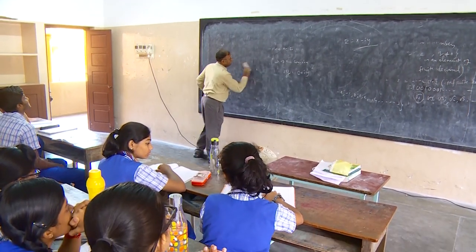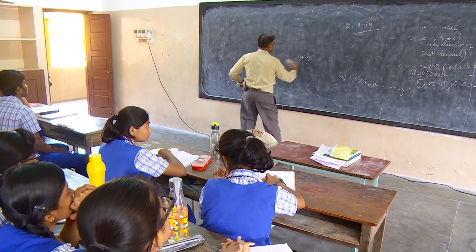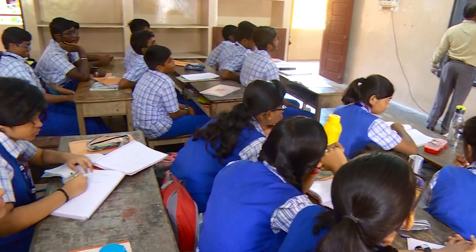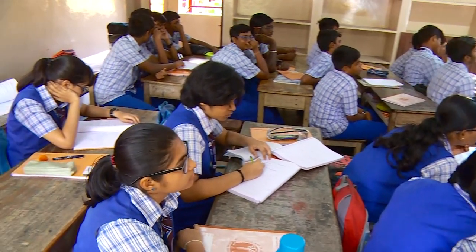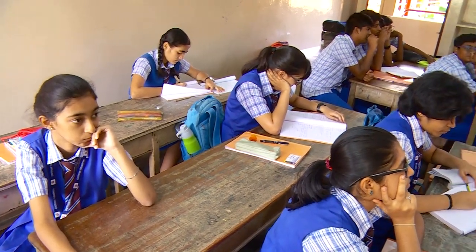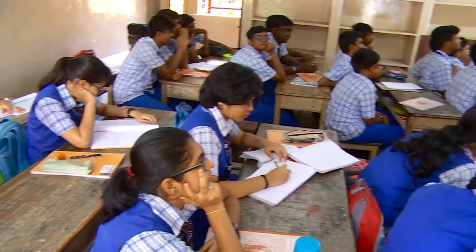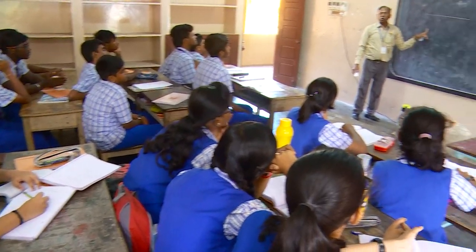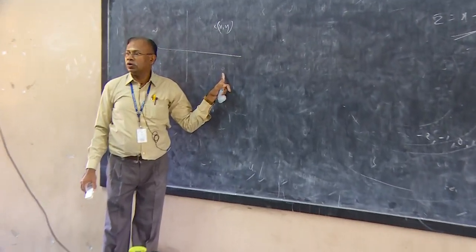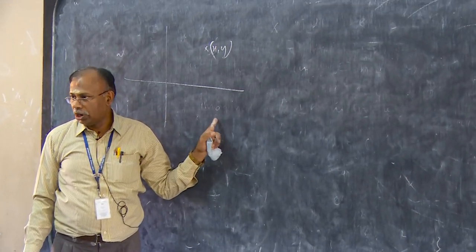When I think of a complex number X plus IY, correspondingly, I can think about the point X comma Y in the coordinate plane. If both X, Y are positive, it will be in the first quadrant. If X is negative, Y is positive, it will be in the second quadrant. If X, Y both are negative, it will be in the third quadrant. If X is positive and Y is negative, it will be in the fourth quadrant.